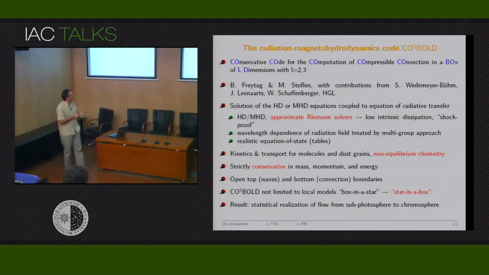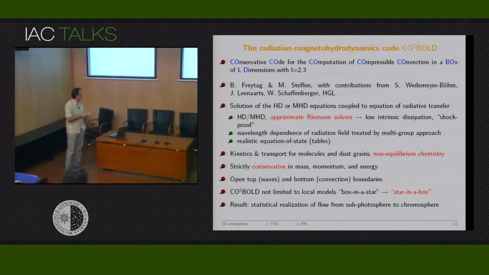What the code does is solve the HD or MHD equations coupled to the equation of radiative transfer. The HD or MHD part is solved using approximate Riemann solvers, which leads to a rather low intrinsic dissipation of the numerical scheme, meaning good resolution for a given number of grid points, and also making the numerical scheme rather robust, especially in the presence of shocks, which are usually ubiquitous in late-type stars like the Sun. The radiation field is treated in rather great detail. The full non-local geometry is taken into account, including the wavelength dependence of the radiation field by a multi-group approach. And the equation of state is also handled in a rather realistic fashion, based on a tabulated version of an equation of state.